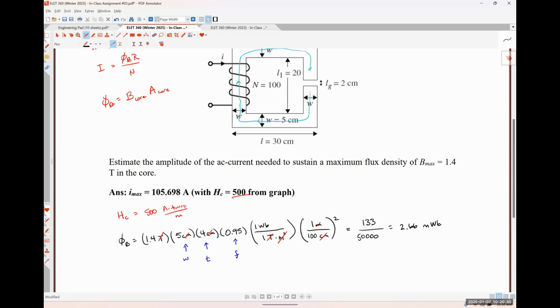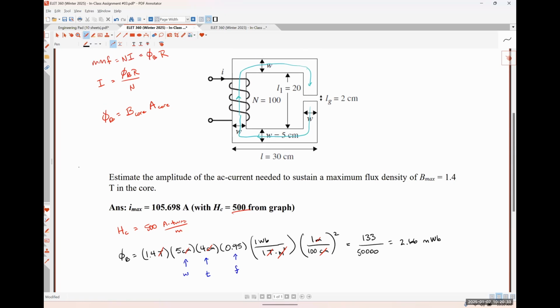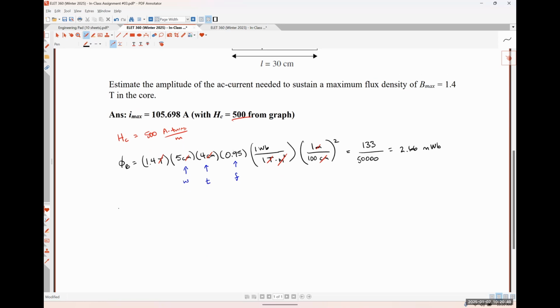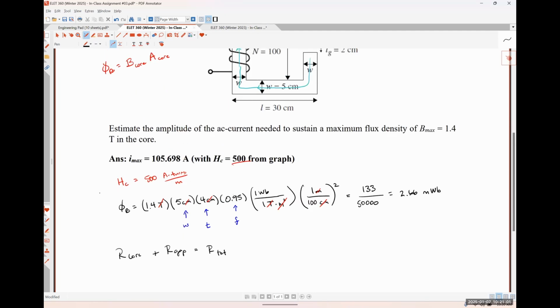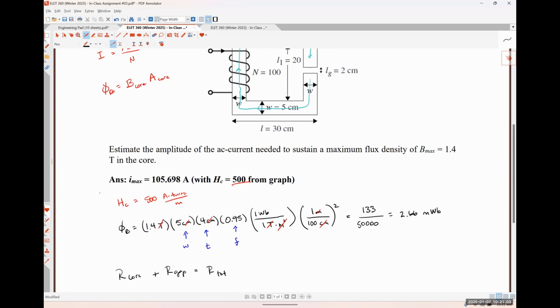All right. So we've got our phi b taken care of, we've got our n taken care of, so the only thing that's really left here is our reluctance, okay? So this should be fairly straightforward because our core has a uniform thickness, right? So we're going to have the reluctance of our core added to the reluctance of our air gap will wind up being our total equivalent reluctance for our circuit. Everybody okay with that? Okay.